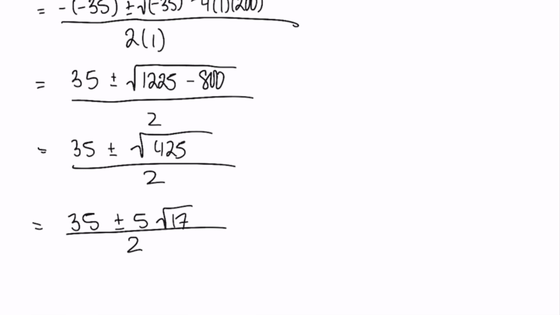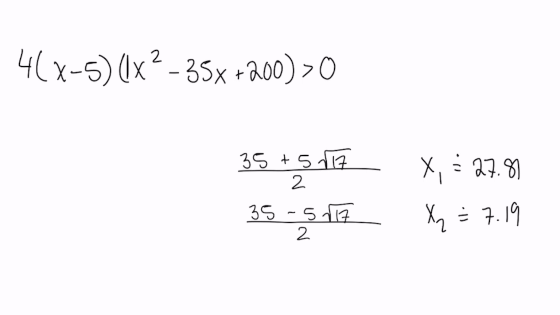And when we add, we get x1 is approximately equal to about 27.81, and x2 is approximately equal to 7.19. This is when we're rounding to the nearest hundredth. So now we have the exact values and the approximate values for x that give us 0 when we plug it in.